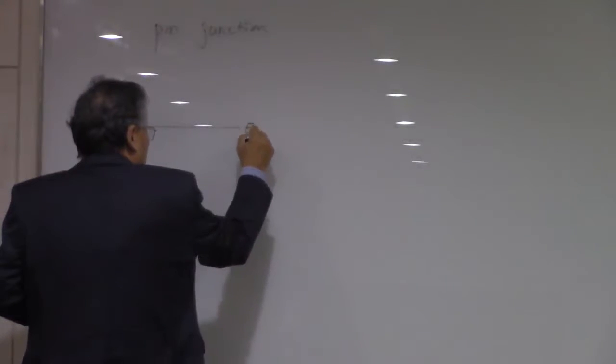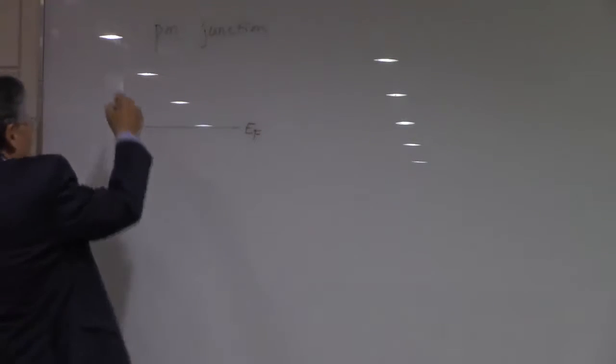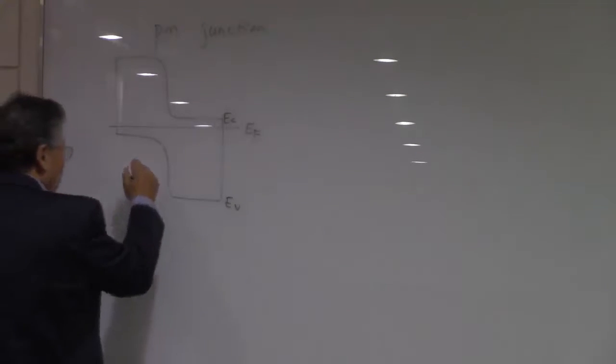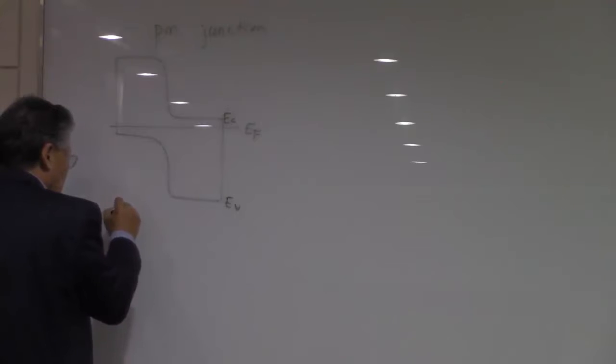Well, if you have a p-type semiconductor and an n-type semiconductor, let's say silicon, and then make a junction, and that junction is in equilibrium, then the band structure is going to look like this. The Fermi energy level should be the same everywhere, so the conduction band and the valence band are going to be distorted like this. This is the p-type region, and this is the n-type region.